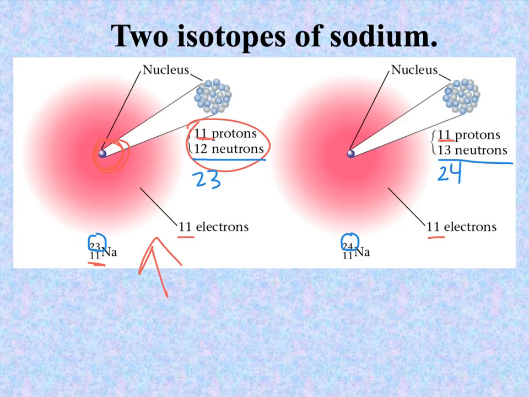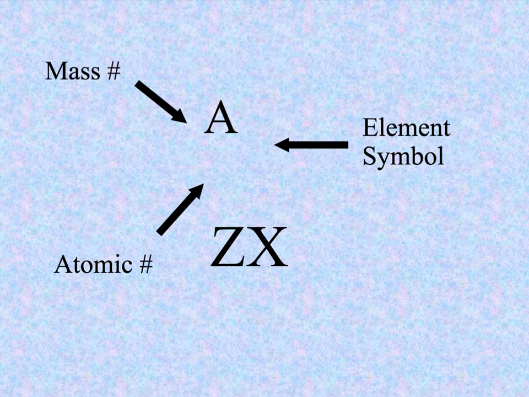Once again, protons are the same, 11, 11. Neutrons vary, 12 and 13. Therefore, we get different masses. Those are isotopes. This is the last thing we're going to go over for this lecture. It is just the representation of what the element symbol might look like and what those numbers mean.